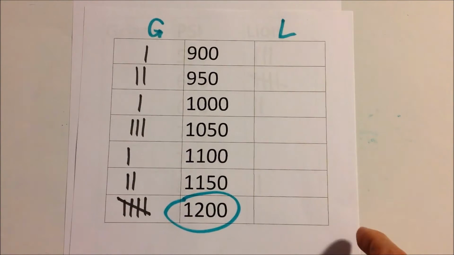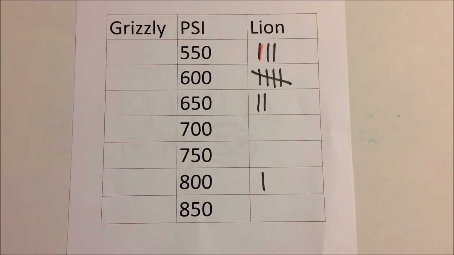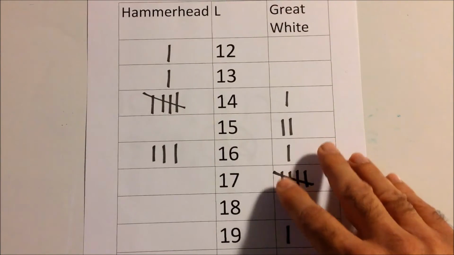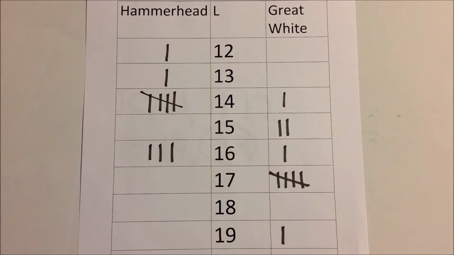So that's what a data table looks like. You can just put tally marks or X's. So let's use one with the length of hammerheads and great whites. Let's say that scientists were in the field and they did a study of 10 animals. They did 10 hammerheads and 10 great whites.